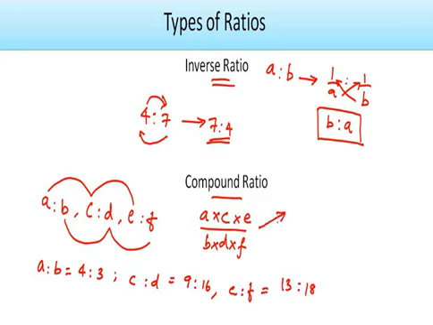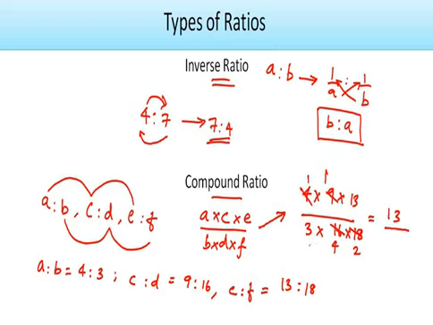Now applying this trick, what is going to happen? A times C, so 4 times 9 times 13 divided by B times D times F, right? So 3 times 16 times 18. Now try to simplify. So 1 4s are 4, 4 4s are 16, 1 9s are 9, 2 9s are 18. So now what is going to happen? On the top we are just left out with 13 and at the bottom we are left out with 3 4s are 12, 12 2s are 24. The compounded ratio between these three set of terms is 13 is to 24. That's it.